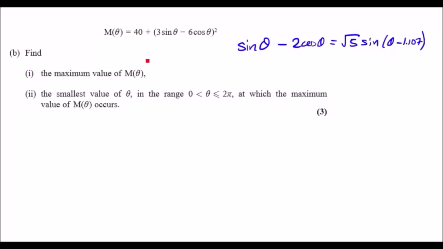Now, one thing I want you guys to notice is that inside the bracket here, you can see it's 3 times bigger than this expression here. This means this is 3 times bigger than root 5 sine theta minus 1.107. So that's 3 times bigger. So we can replace that in a minute, yeah?